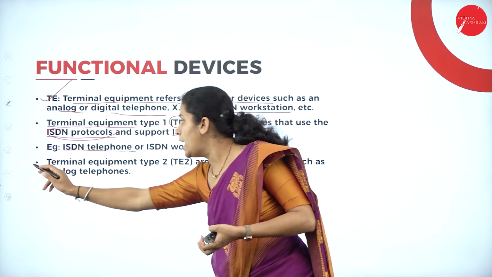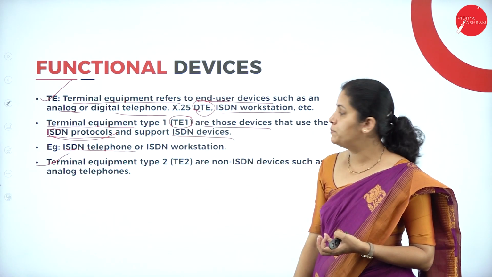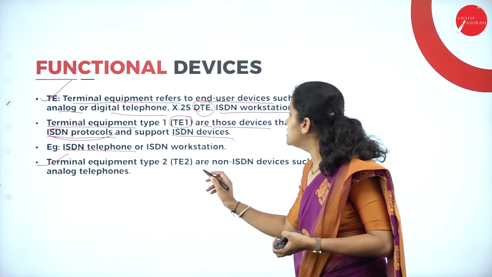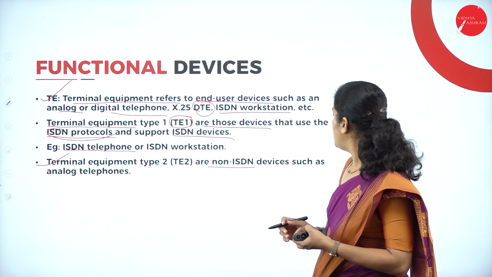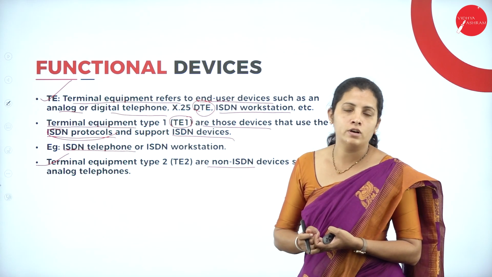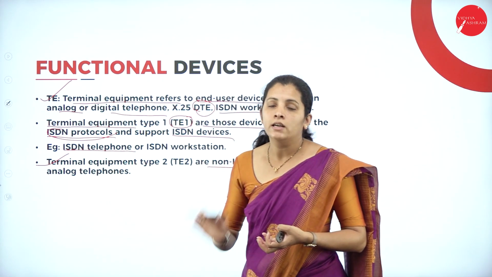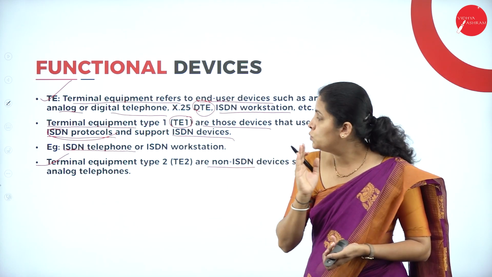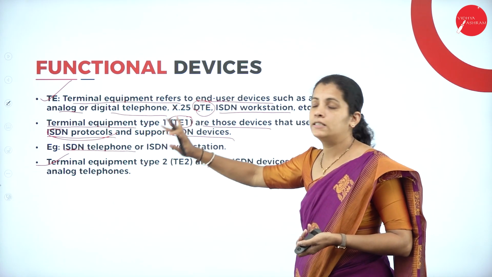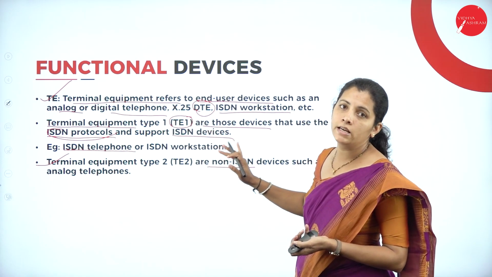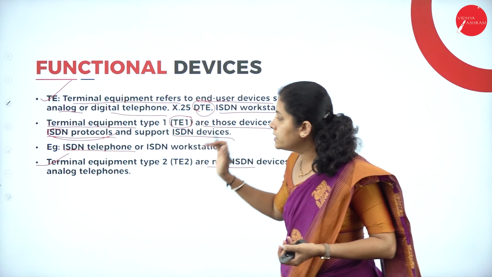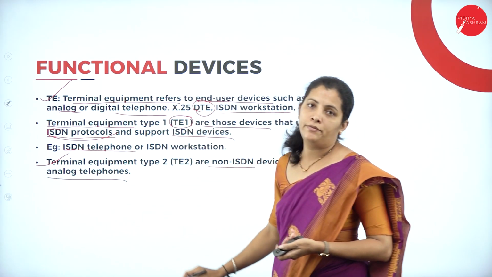Then we are going to have terminal equipment type 2. So it is non-ISDN devices such as analog telephone. That means wherever we get terminal equipment type 2, that indicates that it is a non-ISDN device and that includes analog telephones.